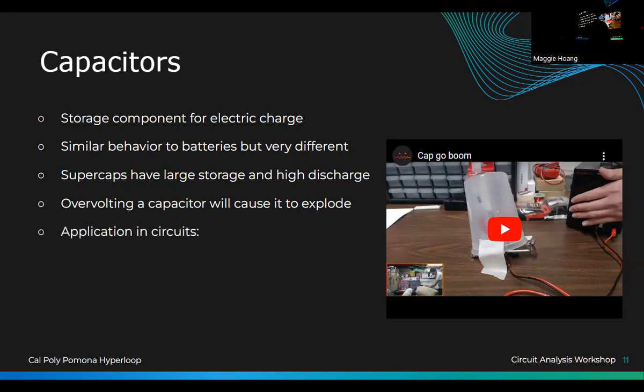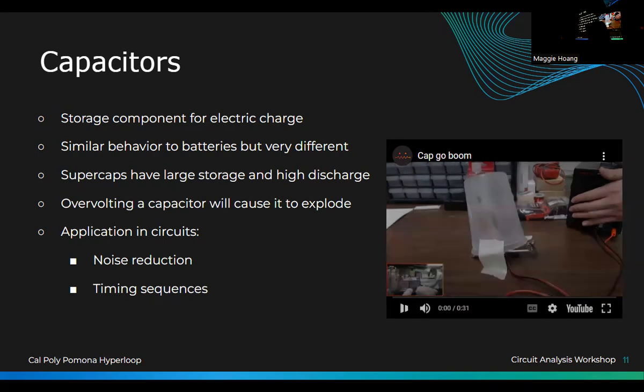And when are you gonna use capacitors? Capacitors are very common to reduce noise. How it works is when you have a signal, the extra energy that the signal is producing will go to the capacitor, and then it will discharge. Time sequencing, you can use it to change the timing of the circuit, especially in 555 timers. And I believe we will learn that in the next workshop, where you actually will build your own circuits.